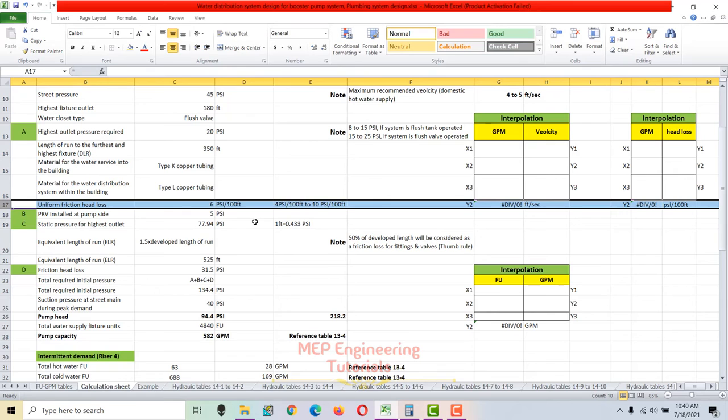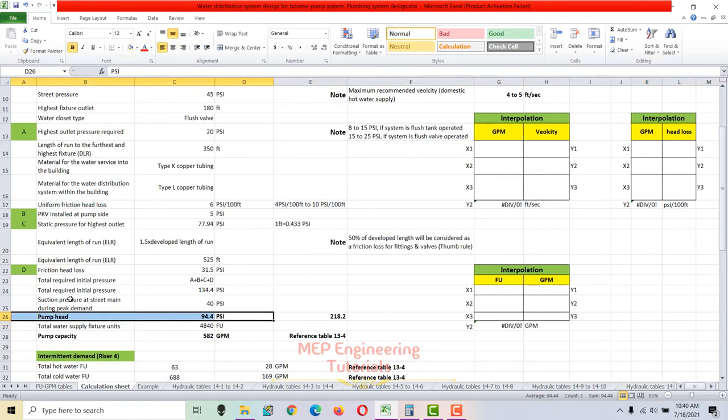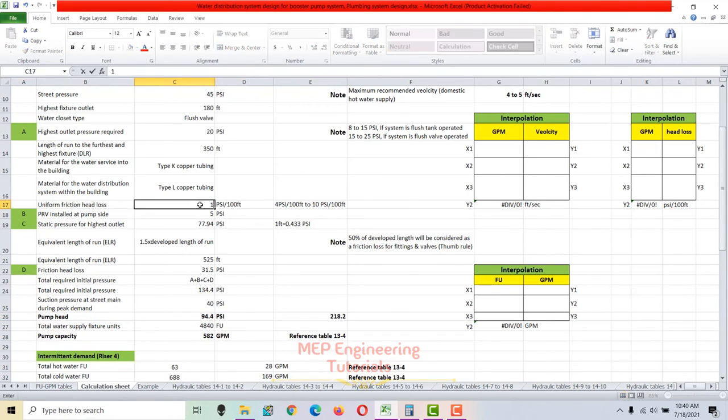That means you are saving the cost on the piping and insulation as well, but you are increasing the pump head. Pump head will be increased if you increase the friction head loss. So let's say if I change this to 10 psi per 100 foot, you will see that pump head loss will change. There will be more pump head loss. It is 115.4 psi, so more power will be used by the pump. So let's change back to 6 psi per 100 foot.